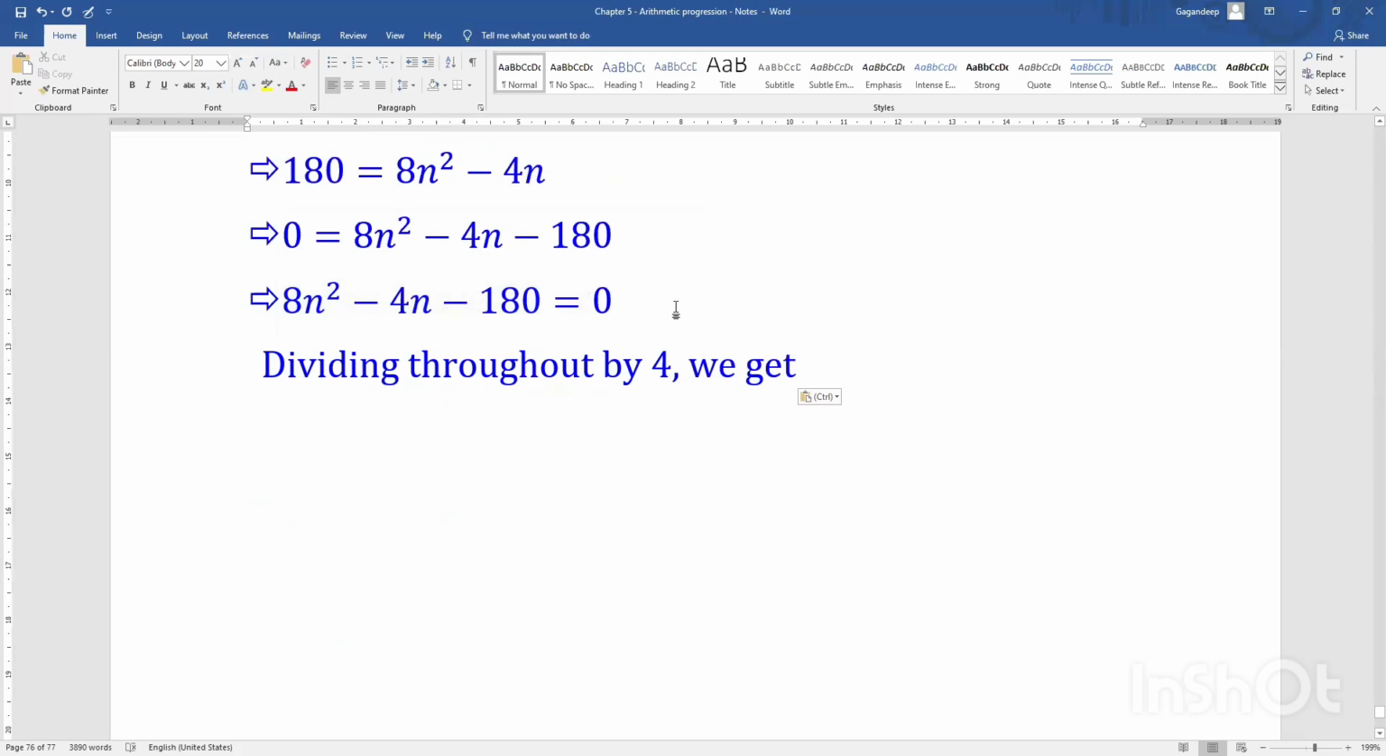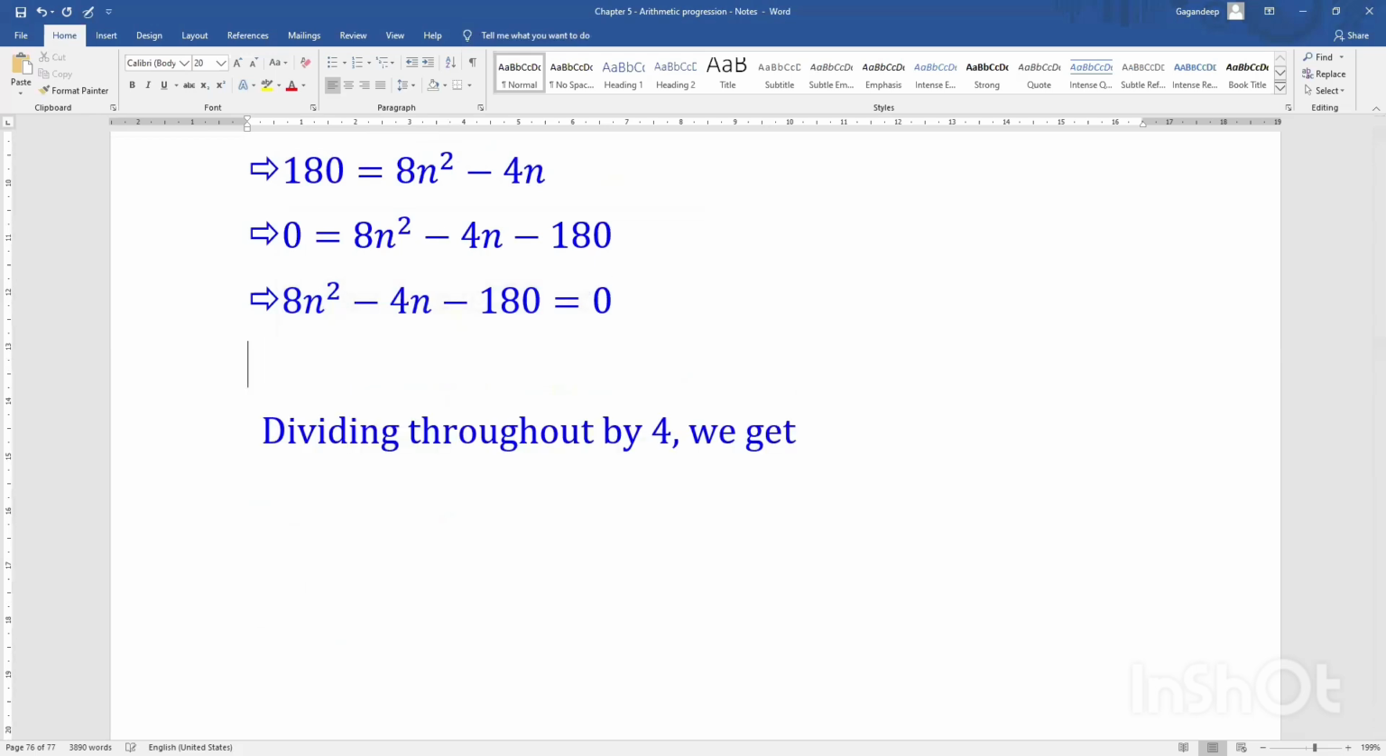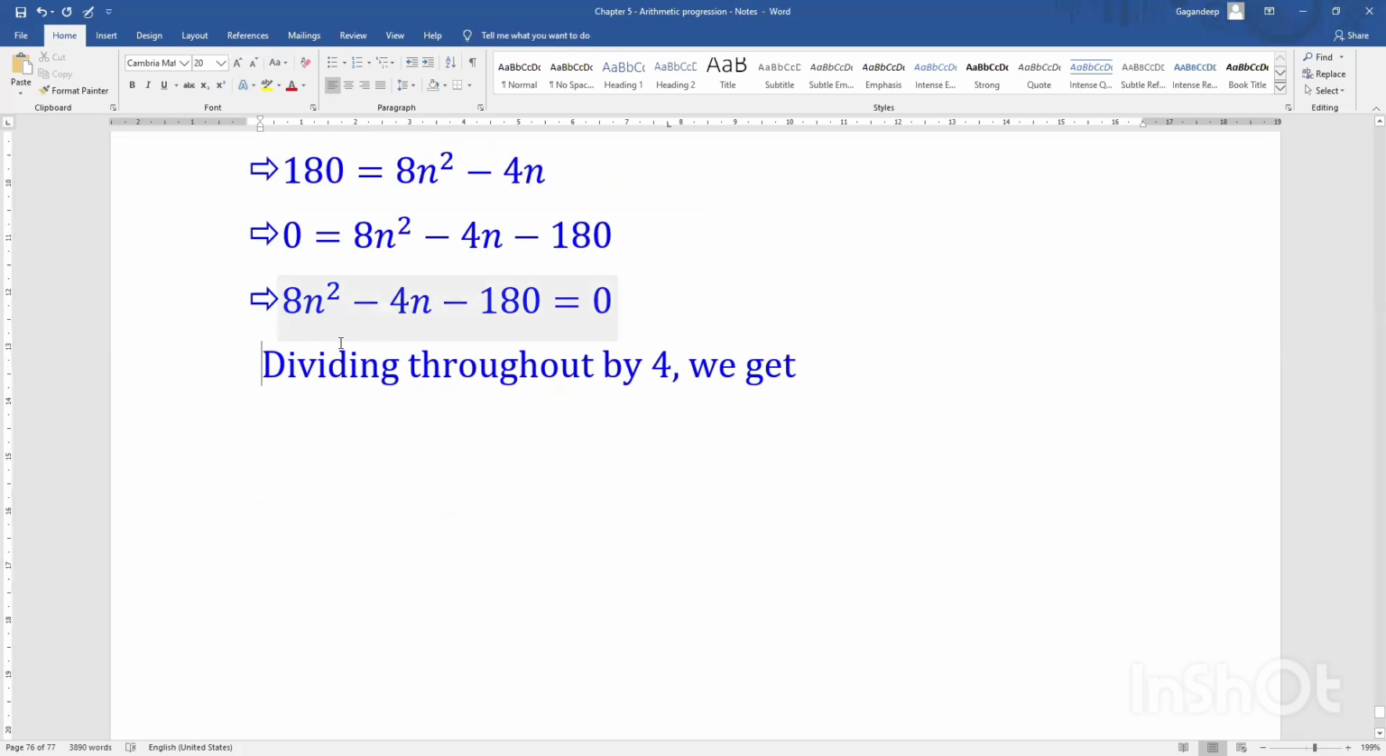So it will be easy for you to factorize. But that's the reason it is better to first see if all of them are divisible by the same number. So now here 8, 4 and 180 are all divisible by 4. So just try to divide it and get the answer. Now upon dividing by 4, we get how much?